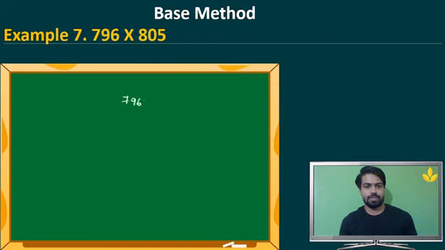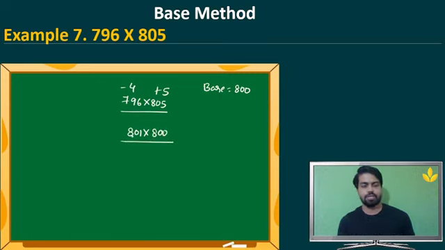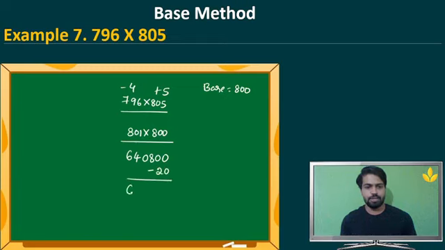796 into 805. So now you can only tell the base is actually 800. So it is minus 4 here, plus 5 here. When I add this, I get 801 into 800. Again, multiplying is easy here. 8 into 800 is 6400. 8 into 1 is one more 8, which is going to be 6408, followed by 2 zeros. Then minus 20, minus 4 into plus 5 is minus 20. My answer is 640780. Right? Let's go to the next example.